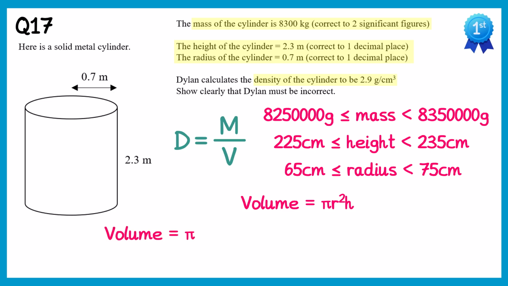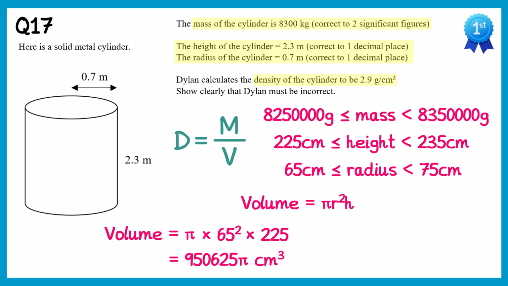This would be pi, multiplied by the lowest radius squared, so 65 squared, multiplied by the lowest height, so 225. If you do 65 squared times 225, you end up with 950,625. So it's 950,625 pi. You could type this into your calculator including the pi if you wanted, you'll just get a much larger, more difficult number to work with.